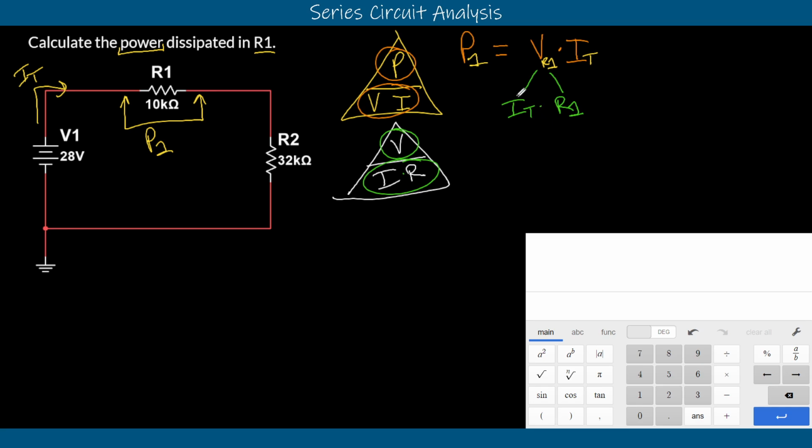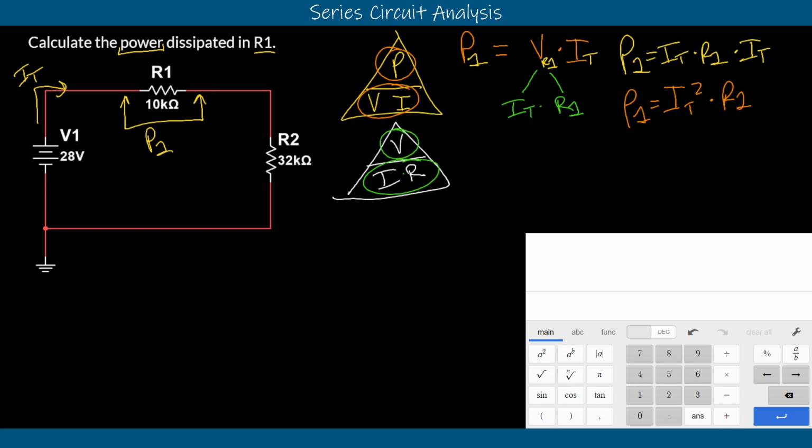At this point, we can combine the laws. We can say that this is VR1 in terms of Ohm's law, and we only have IT left here. Now we can combine these two together, and the power law actually says P1 is equal to IT multiplied by R1 multiplied by IT. We can reduce this one more time and say that our final equation is P1 is equal to IT squared, because there's two of them there, multiplied by R1.